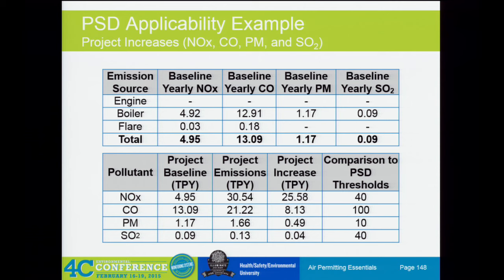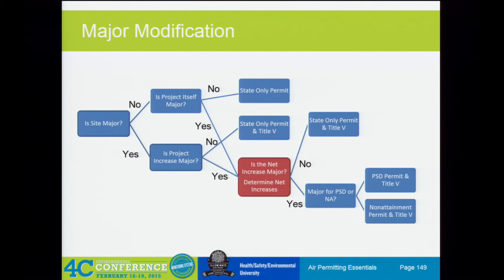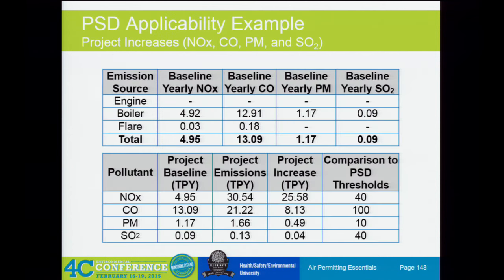And as you can see, all of our project increases are below our PSD thresholds for that project. So in this case, VOC, NOx, CO, PM, SO2, they're all below our modification thresholds, and so the project would not trigger PSD permitting.